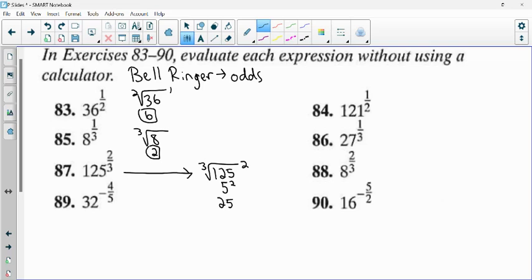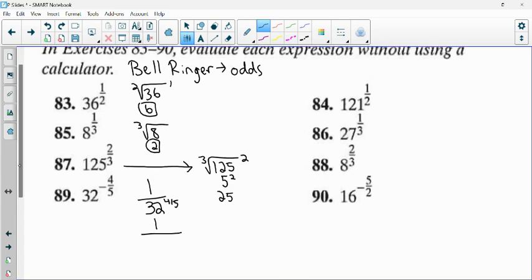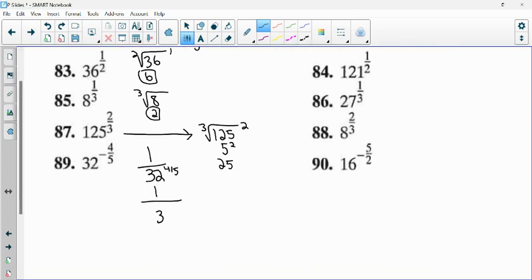So I'll put the 32 in the denominator, and then when I put that 32 in the denominator, I get a positive 4/5. And now I can write this in radical form. 32 is my radicand. I'm now taking the 5th root, and the 4 would be the exponent. Again, much easier to put the 4 outside of the exponent because I can take the 5th root of 32.